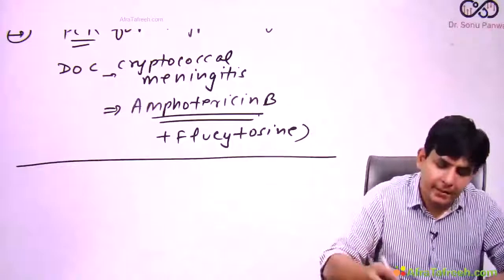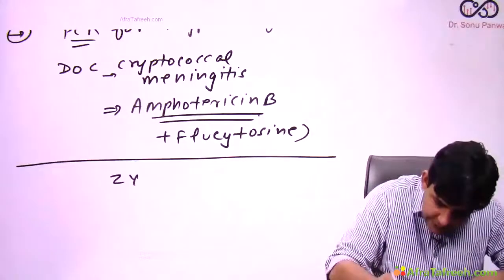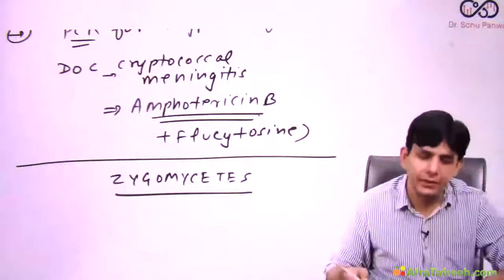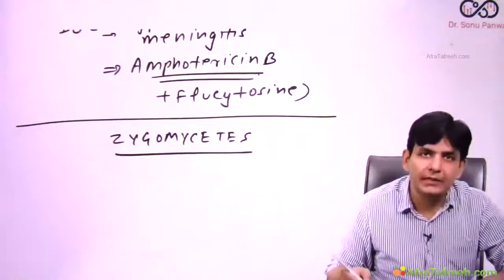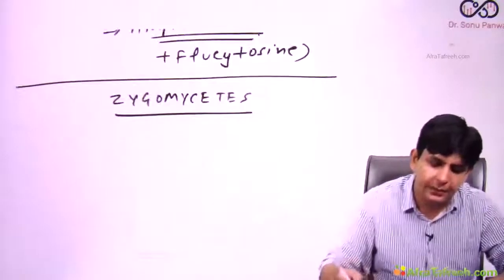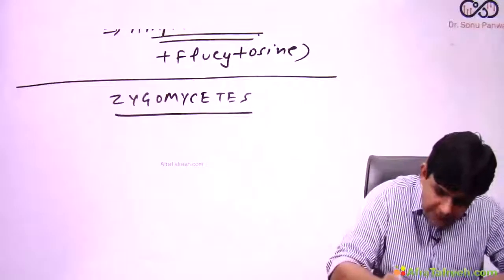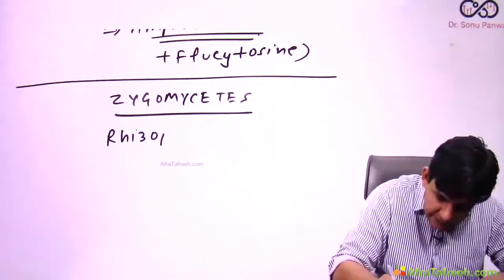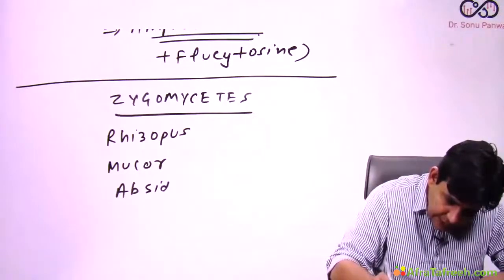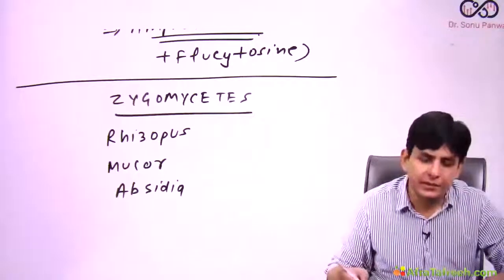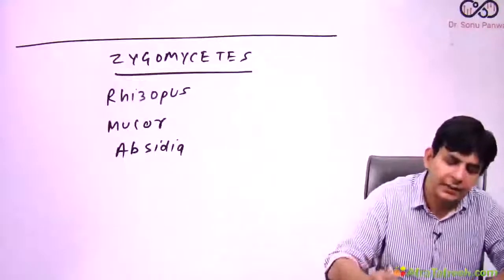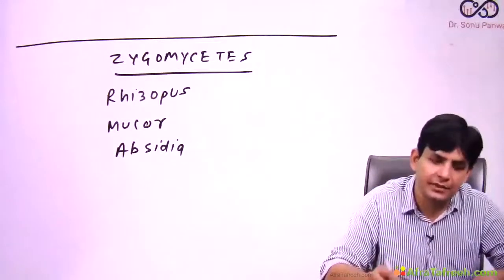Fine. Now talking about the zygomycetes family, what you need to remember is that mainly three names you should know: one is Rhizopus, one is Mucor, and one is Absidia. These three cause infection in terminally ill patients. Terminally ill patients are affected more by the zygomycetes family.